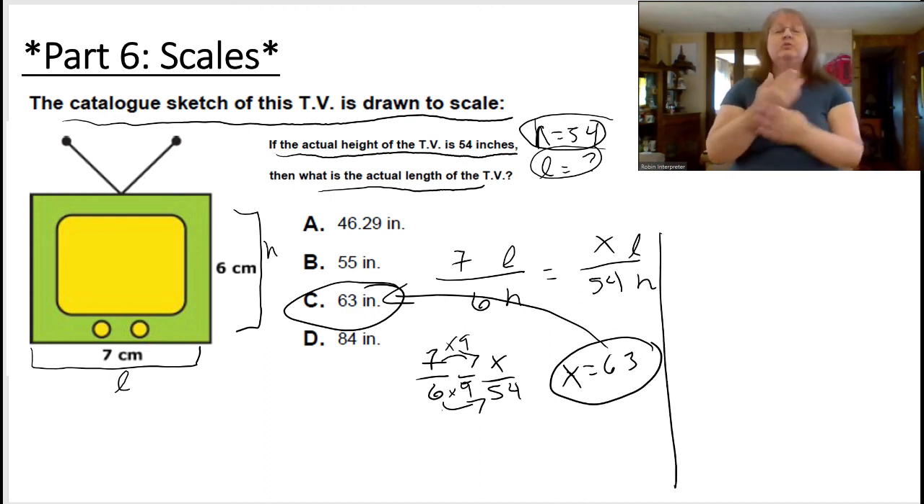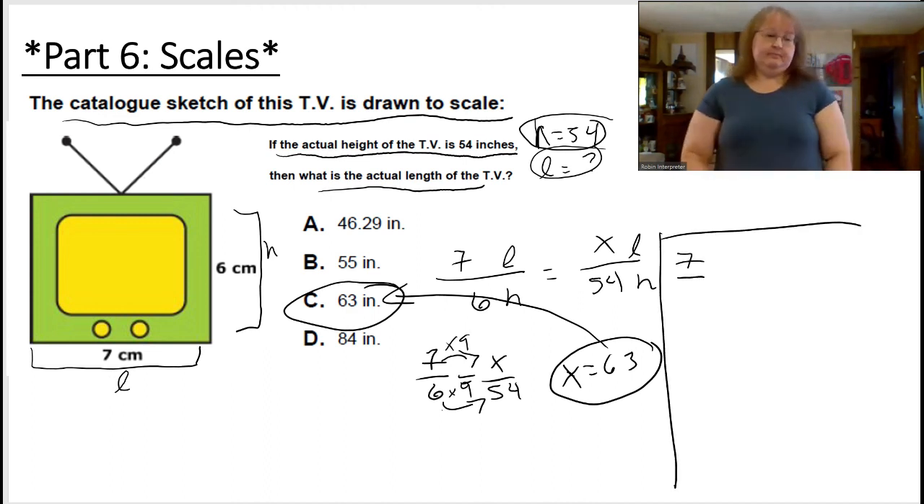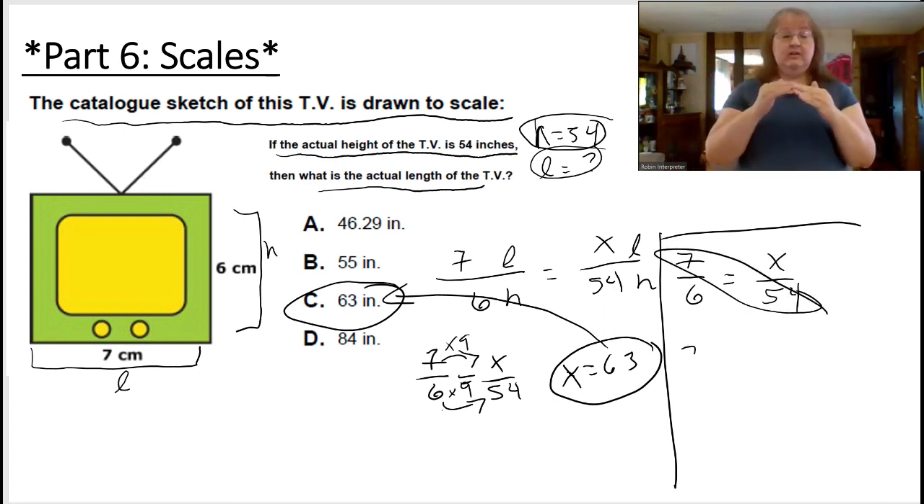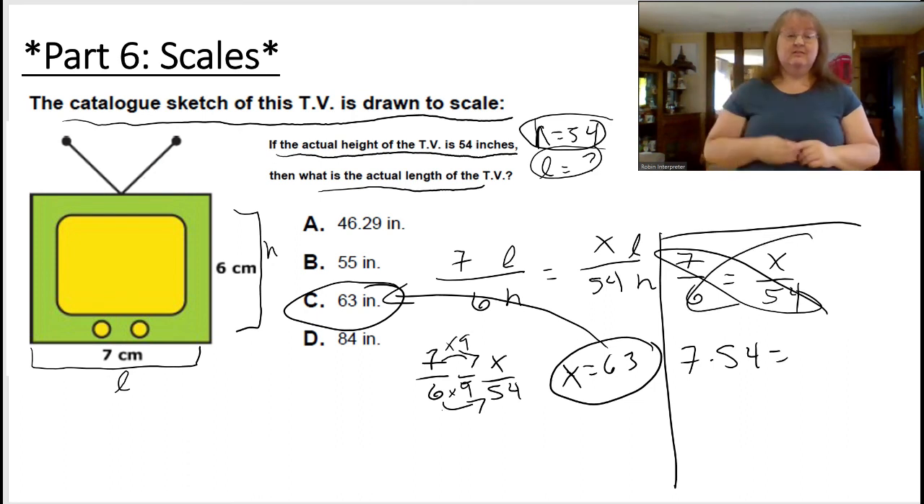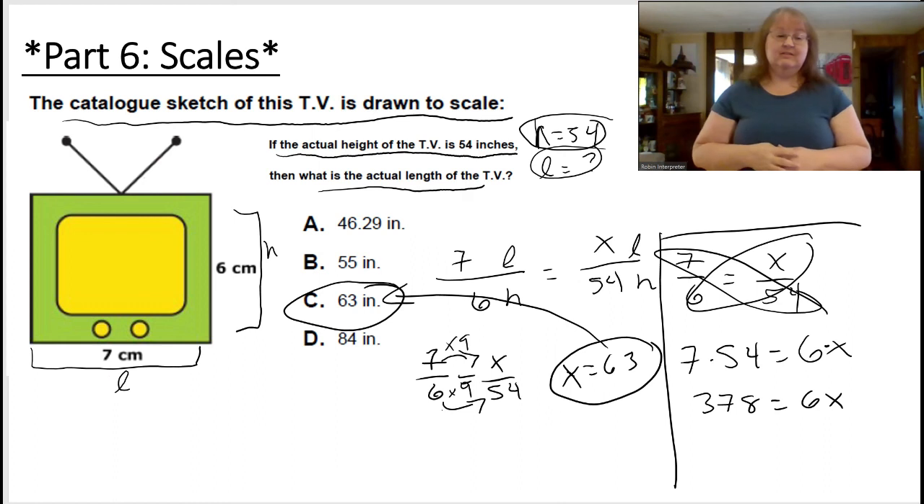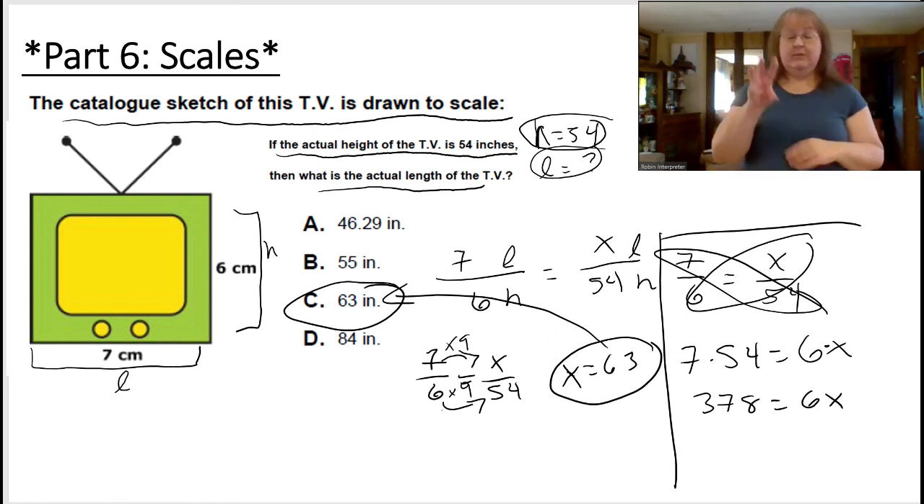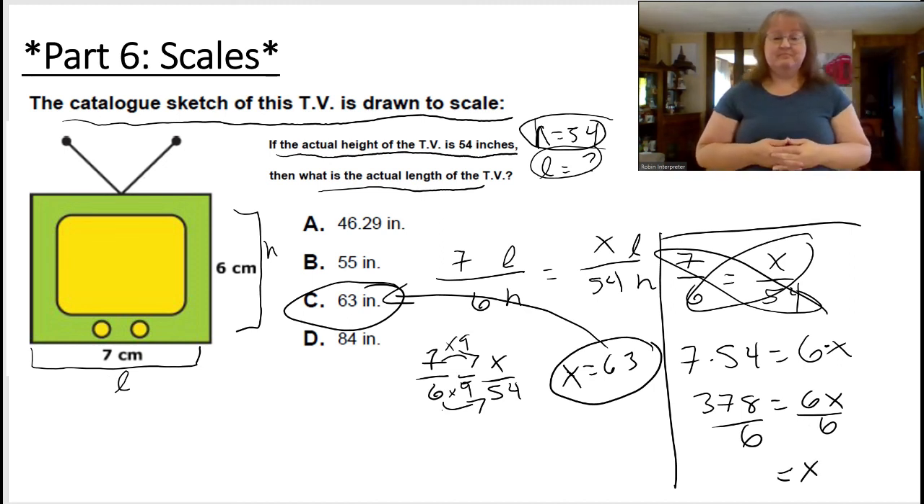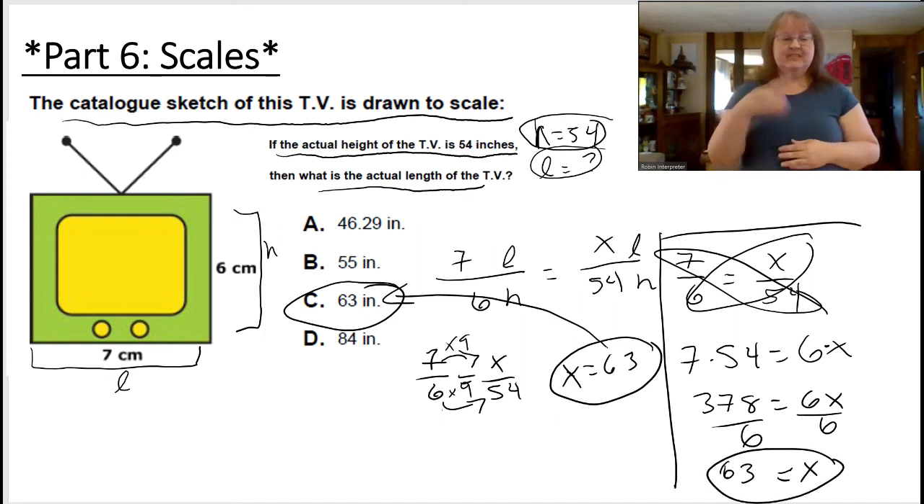But what if you didn't see that and you need to use the butterfly method? Okay, so then 7 times 54 equals 6 times x. So 7 times 54 equals 378 equals 6x. So 378, we're going to divide by 6. So x equals 63. Okay, you get the same answer.